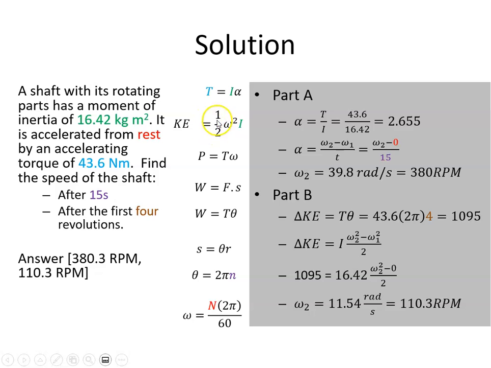Now kinetic energy is half omega squared I, so the change in kinetic energy will be half I times omega 2 squared minus omega 1 squared. So that's that equation here. So 1095 is the change in kinetic energy, I is 16.42, omega 2 is what we're looking for, and we're accelerating from rest. So if I multiply 1095 by 2 and then divide by 16.42 and get the square root of that, I'll get omega 2, which is 11.54 radians per second, and that works out to be 110.3 revs per minute, which is what we were told we should expect to get.